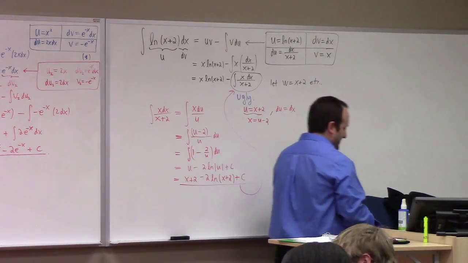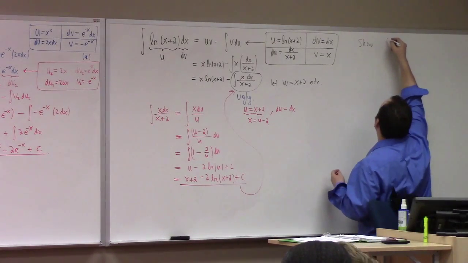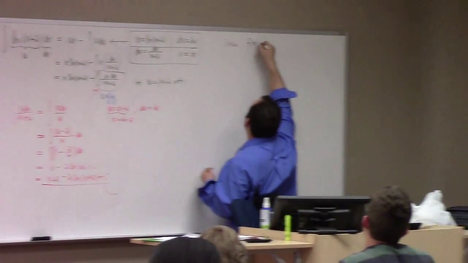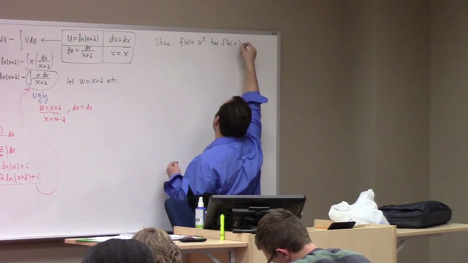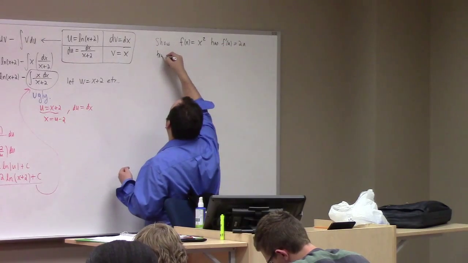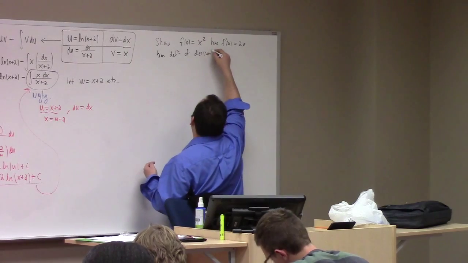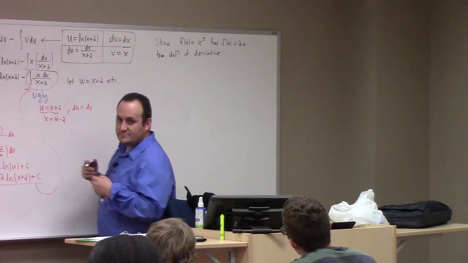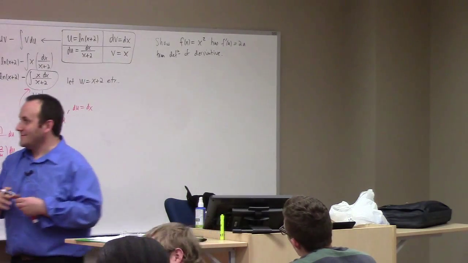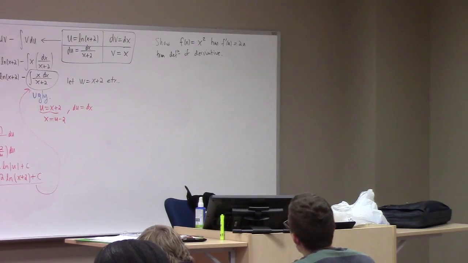Remember this? Show f of x equals x squared has f prime of a equals 2a from the definition of derivative. Remember that? Wait, isn't it the really long equation? Yeah, I'm not joking. I'm so not joking.